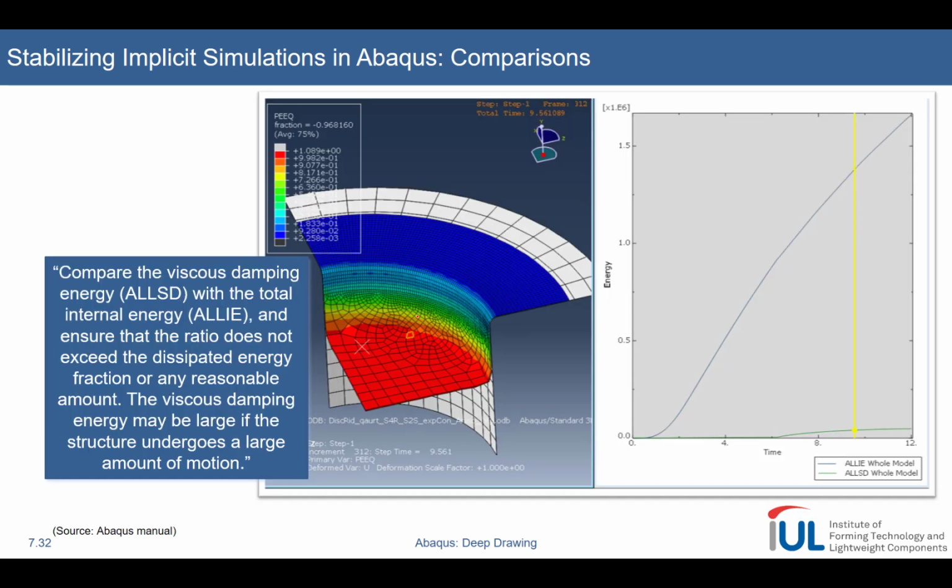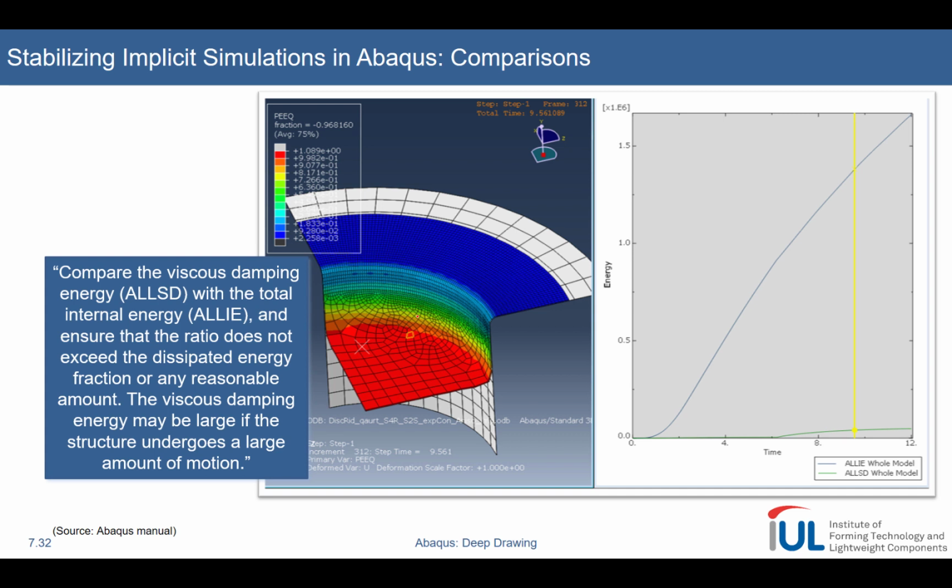Okay, so what might have happened on the right? The picture in the middle was the simulation only having activated the step stabilization, and if you look at the manual you see the following quote: compare the viscous damping energy that is introduced by activating the step stabilization with the total internal energy and ensure that the ratio does not exceed the dissipated energy fraction or any reasonable amount. The viscous damping energy may be large if the structure undergoes a large amount of motion. We can, so to speak, say that the latter is not the case.